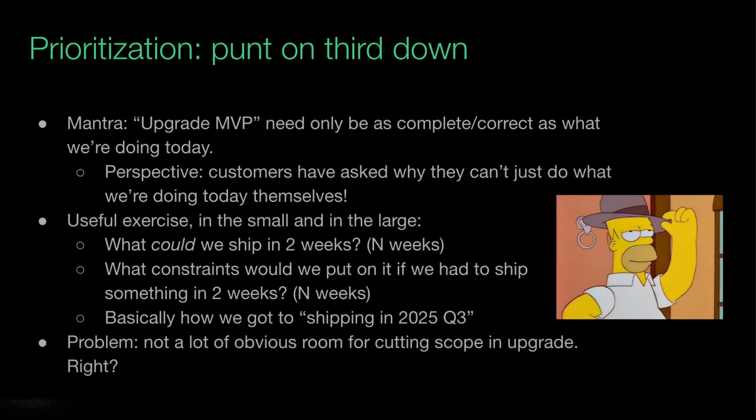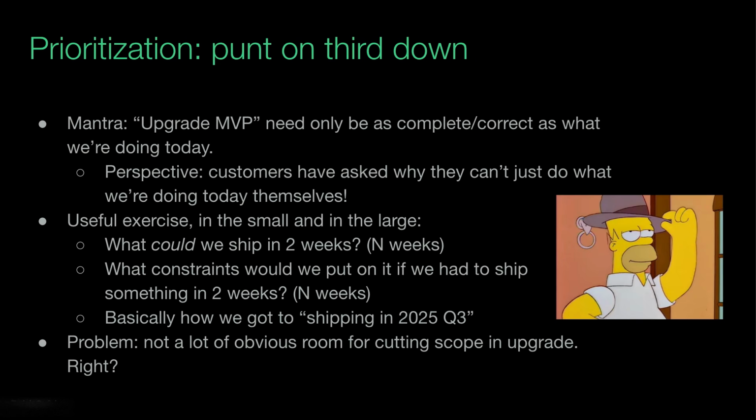So prioritization, here I've adopted what I understand to be the DTrace mantra. I was not on the DTrace team, but I have been told that "punt on third down" was the motto for prioritization there. And the idea here is basically to focus as much as possible on what's truly required for this first thing before you start allowing scope creep to expand this thing into something you're never going to be able to deliver. So one of the things we had to constantly remind ourselves is that the MVP for self-service update need only be as correct and complete as the one that we were already doing at our customer site.